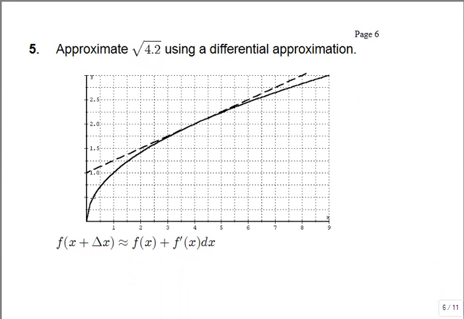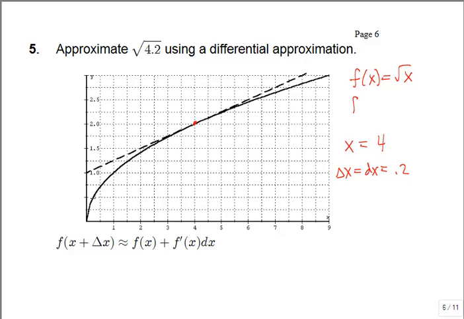Okay, let's try this again for square root of 4.2. So again, the function that we're dealing with here is that square root function. The good point that would be easy to work with would be if we had square root of 4. So I'm going to let my x be 4, which means my delta x or my dx is 0.2, because the point we actually want to compute is 0.2 away from our good value of 4.